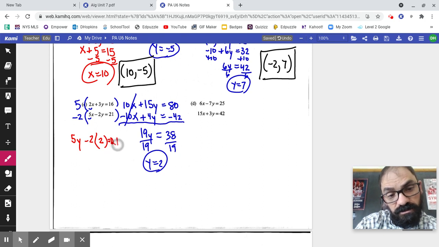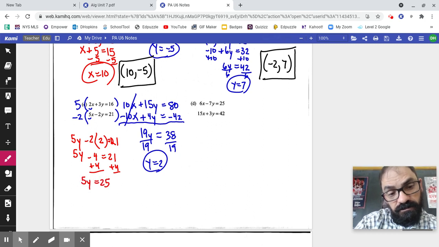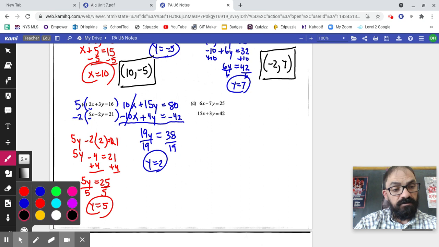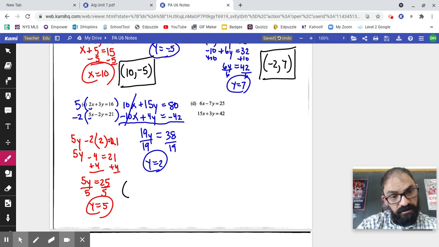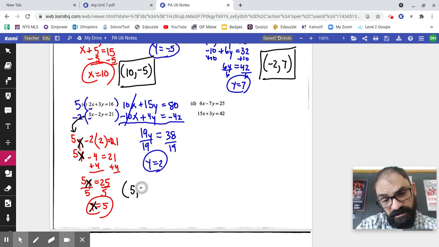Equals 21. Add 4. And divide by 5, so we get x equals 5. The ordered pair would be, oh, let me see here. This is an x. I knew something looked a little goofy because we used this problem right here. All right, so we have (5, 2).